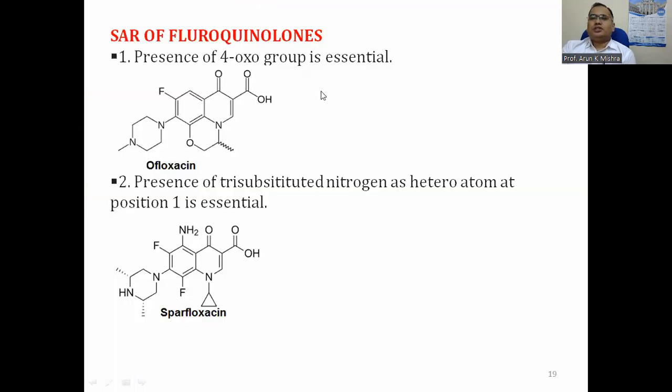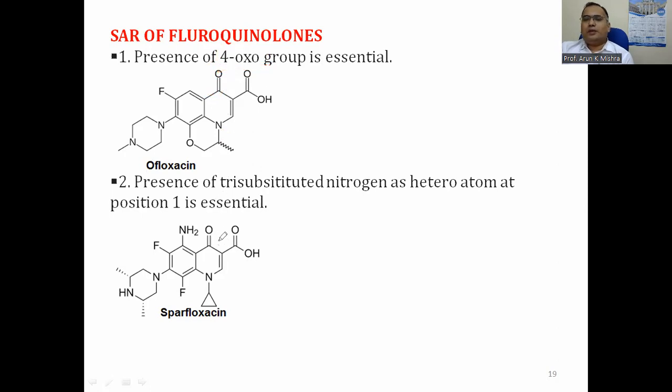Now we have to discuss the structure activity relationship of the fluoroquinolones, and when we discuss the structure activity relationship of the fluoroquinolones, see, in the first point, at the 4th position. Where is the 4th position? Through this pencil tool, I am just trying to mention where the 4th position is. 1, 2, 3, and this one is the 4th position. In every compound of the fluoroquinolones at the 4th position, a 4-oxo group is there. It indicates that in every compound of fluoroquinolone, the 4-oxo group is essential.